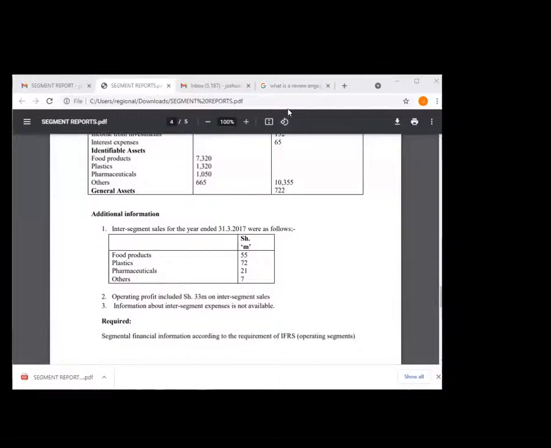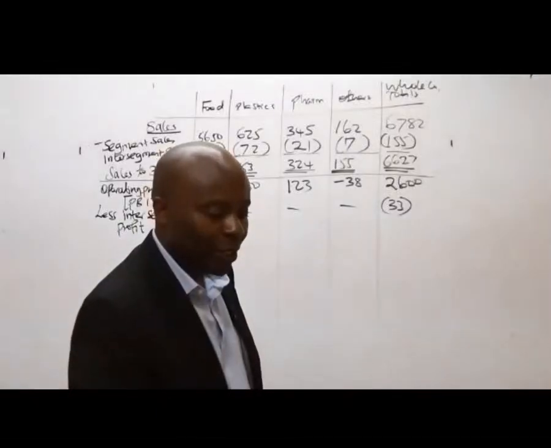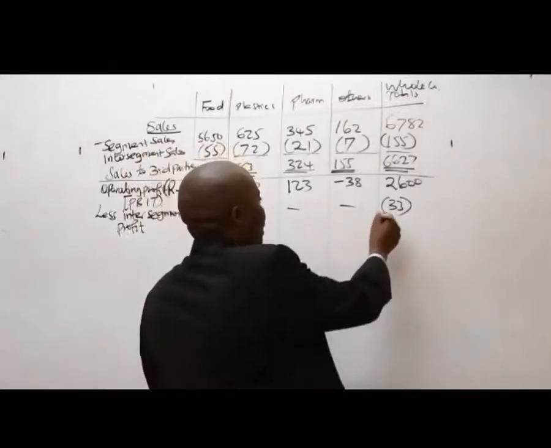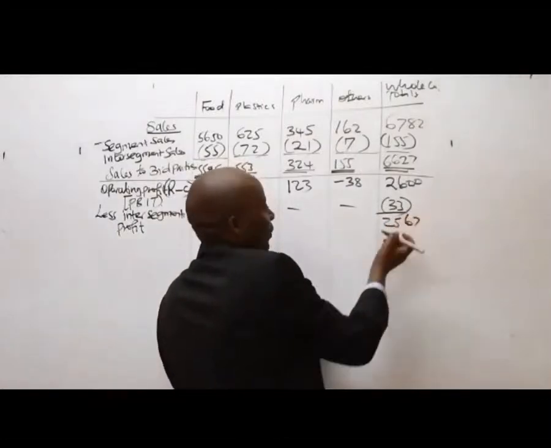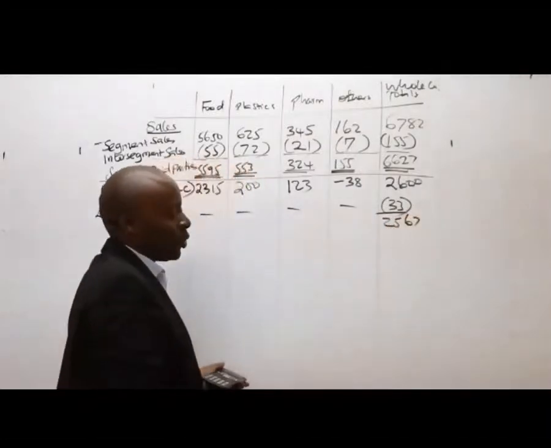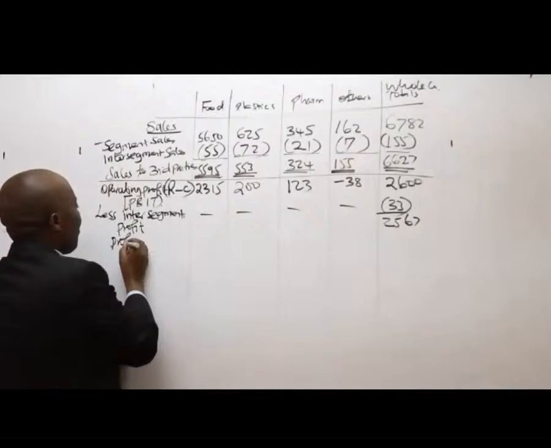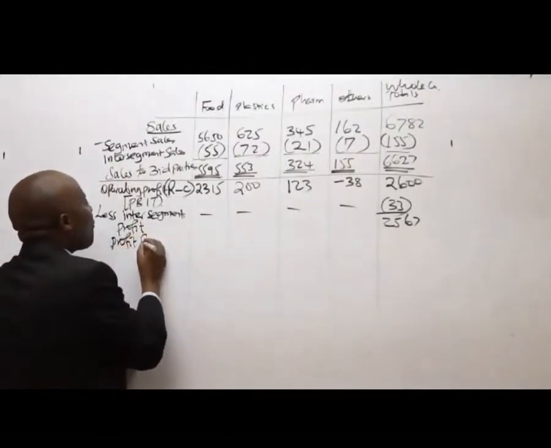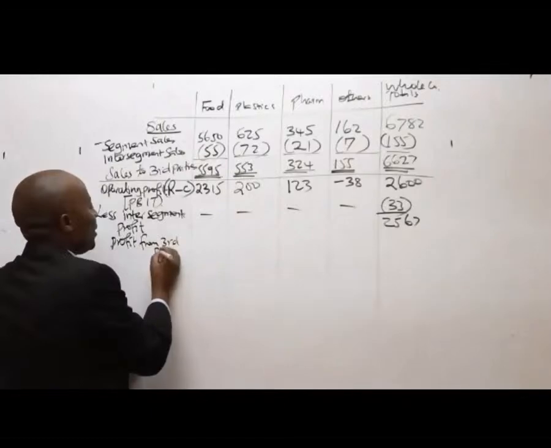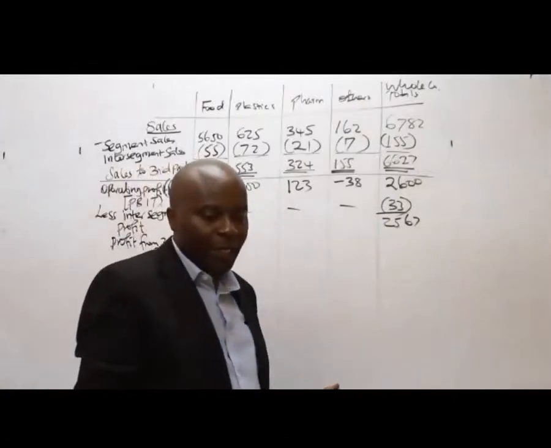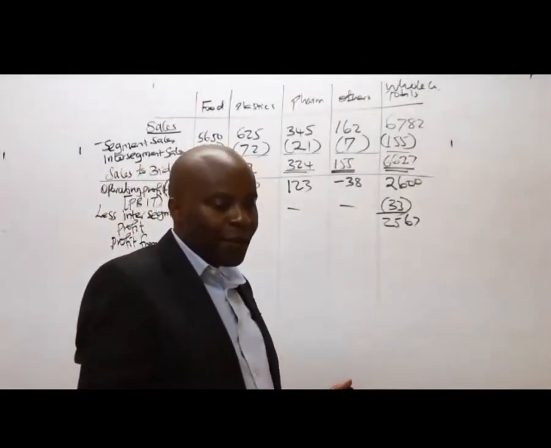It includes it, so we need to come and subtract. So when we subtract, what shall we be getting? We have 2600 minus 33. So then, gentlemen, this gives me 2567. Now this automatically is my profit to third parties, or profit from third parties.